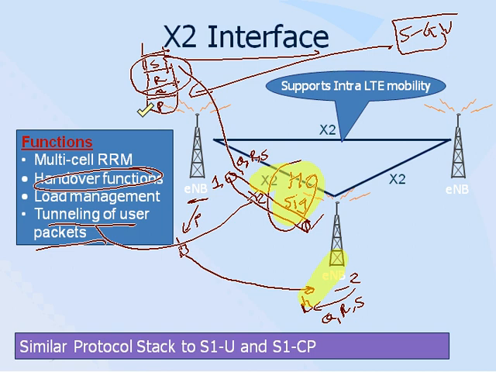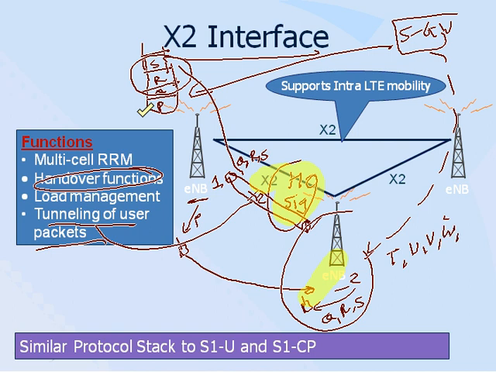This kind of forwarding is done using that extra interface also. But once the handover is completed, once the UE is firmly established here, then from the SGW we'll start getting packets directly. The packets after S, packets T, U, V, W, and so on, are now coming from the SGW directly to eNodeB number 2. But during the transition, we have this capability.